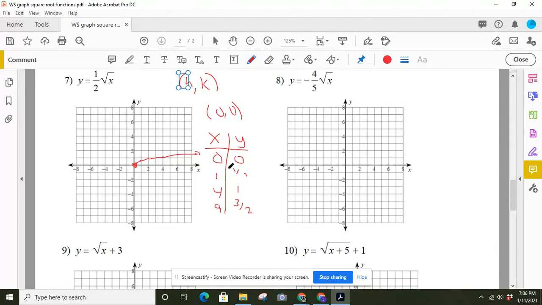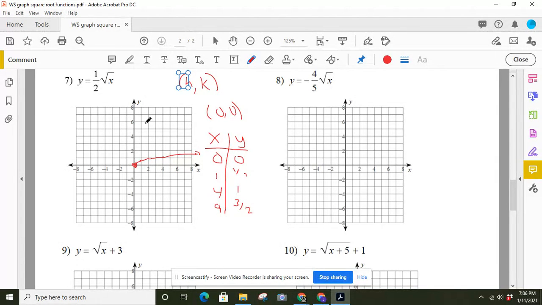The y's will always grow by a, or decrease by a. Like in number 8, they're going to go down by 4/5. But here it's up by 1/2. So 0, 1/2, 1, 1.5. So you can actually graph without a table of values, just by following that up a over 1, up a over 3, up a over 5 pattern, right?